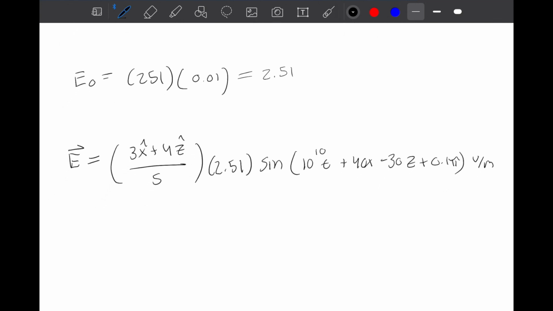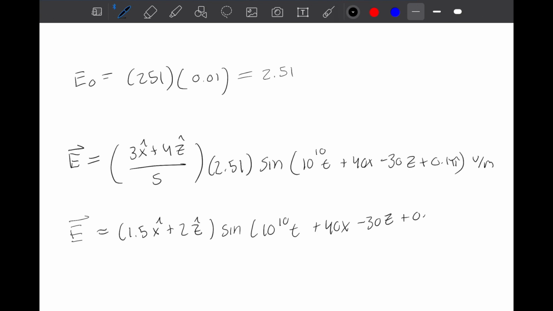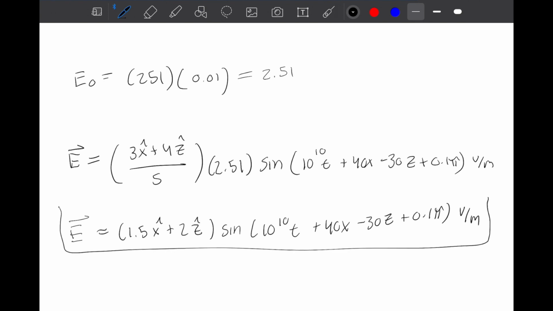Now we can simplify this one more step, where our electric field will be 1.5 in the x direction plus 2 in the z direction, times our phase, which was sine of 10 to the power of 10 t plus 40x minus 30z plus 0.1 pi. Once again, our units are volts per meter. And that is our final answer for our electric field.